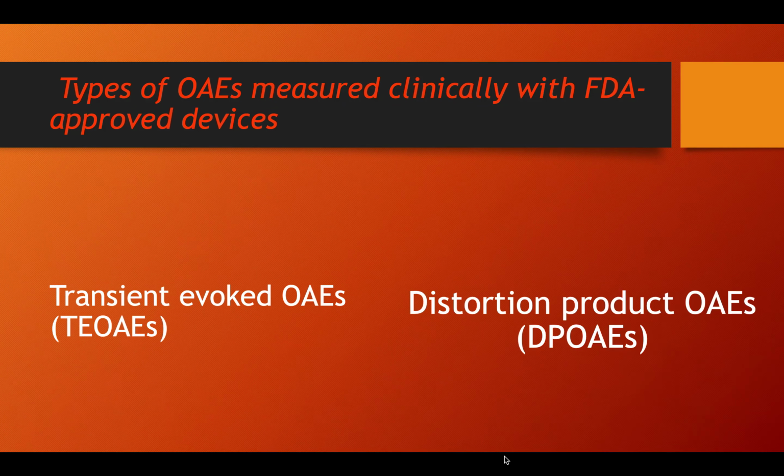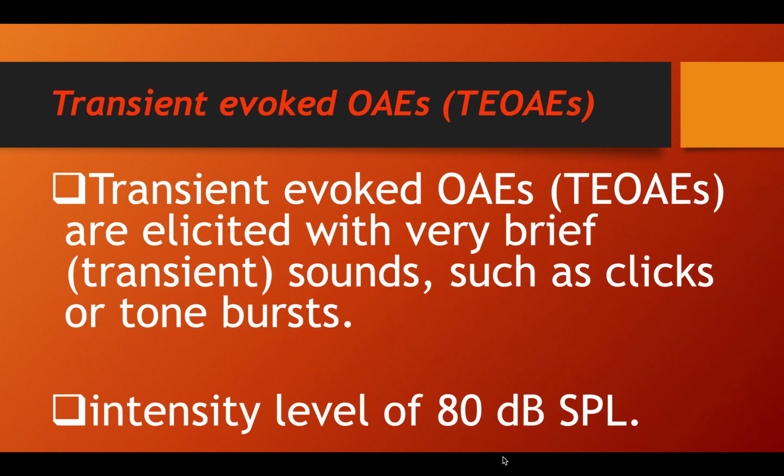So, what are the types of otoacoustic emissions measured clinically with FDA-approved devices? We have two types: transient evoked otoacoustic emission and distortion product otoacoustic emission. What about the transient evoked otoacoustic emission? Transient evoked otoacoustic emissions are elicited with a very brief transient sound, such as clicks or tone bursts, at a level of about 80 decibel SPL.